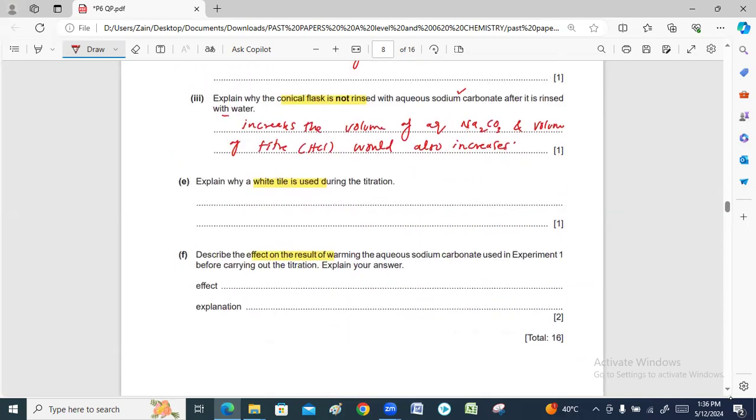Explain why a white tile is used during the titration. The white tile is used to see the color change accurately, to observe the color change accurately.